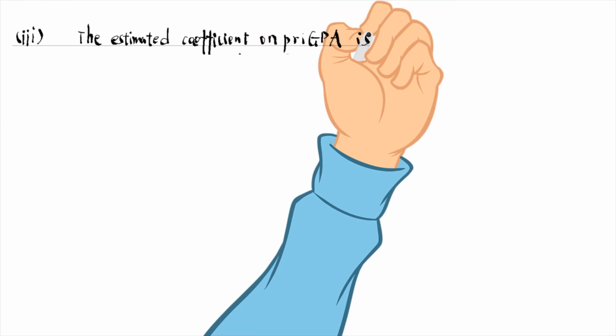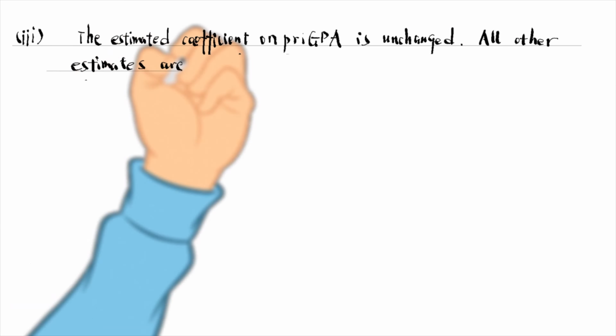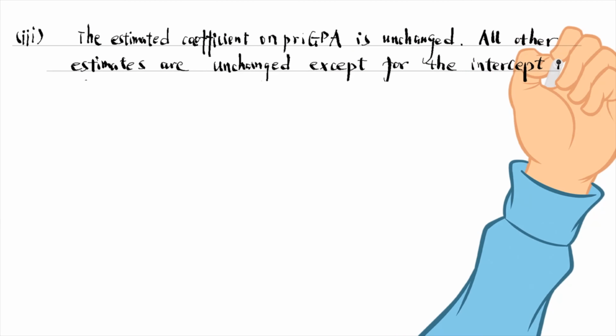For the last part, we generate a new variable x3 and then replace x2 with x3. We find that the estimated coefficient on the prior college GPA is unchanged. All the estimates are unchanged except for the intercept and the attendance rate.